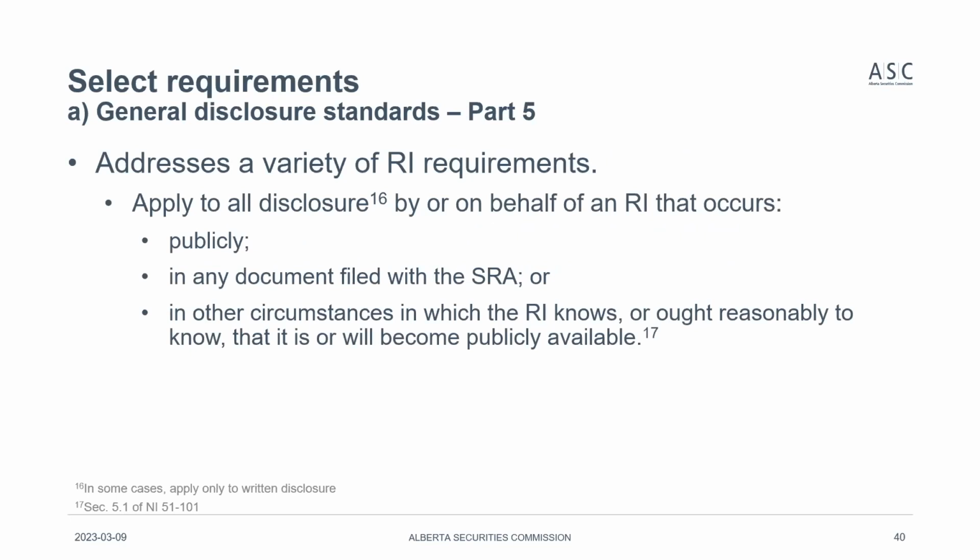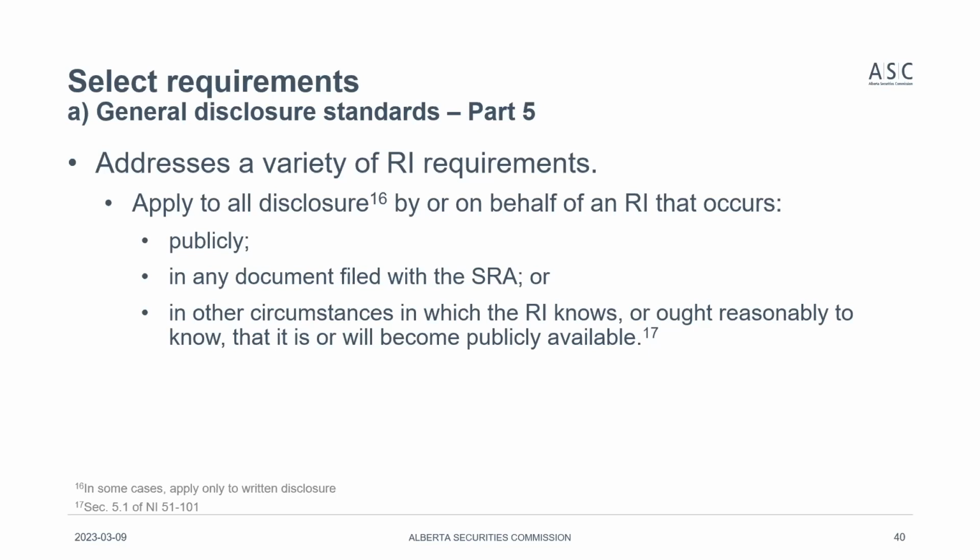Next, we're going to move on to part 5. Part 5 of 51-101 addresses a wide variety of disclosure requirements for reporting issuers. These requirements apply to all disclosure by or on behalf of a reporting issuer that occurs publicly in any document filed with the Securities Regulatory Authority, or in other circumstances in which the reporting issuer knows or ought reasonably to know that this disclosure will become publicly available. So you can follow the footnotes here to get some additional information on this.